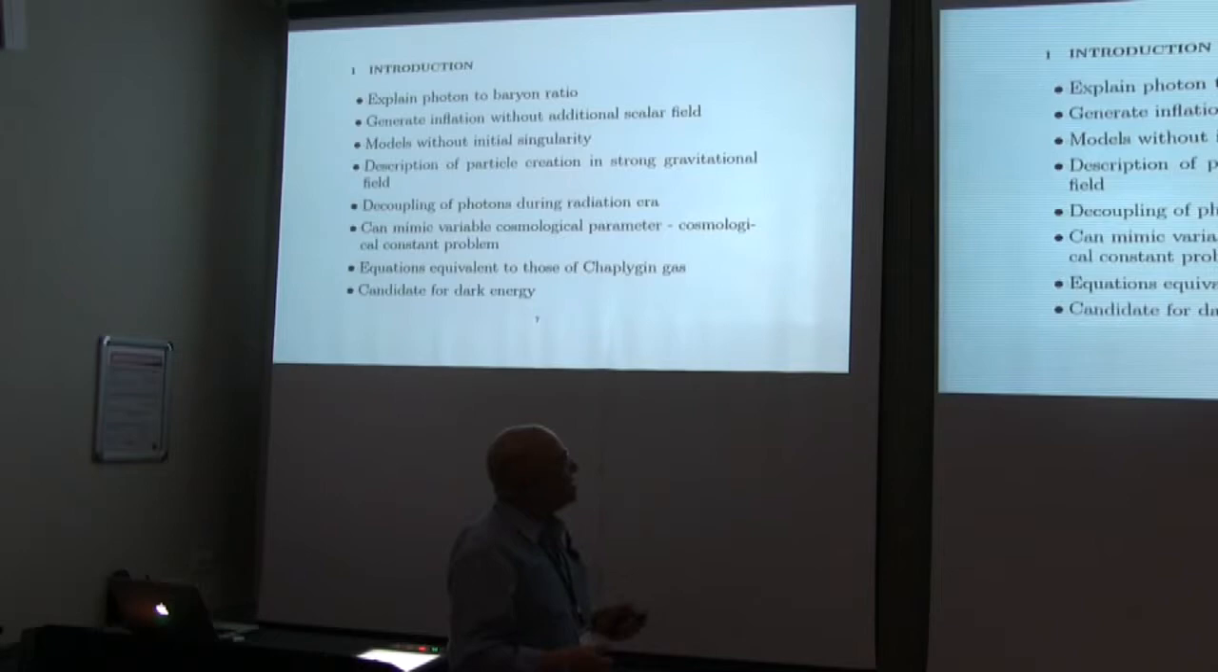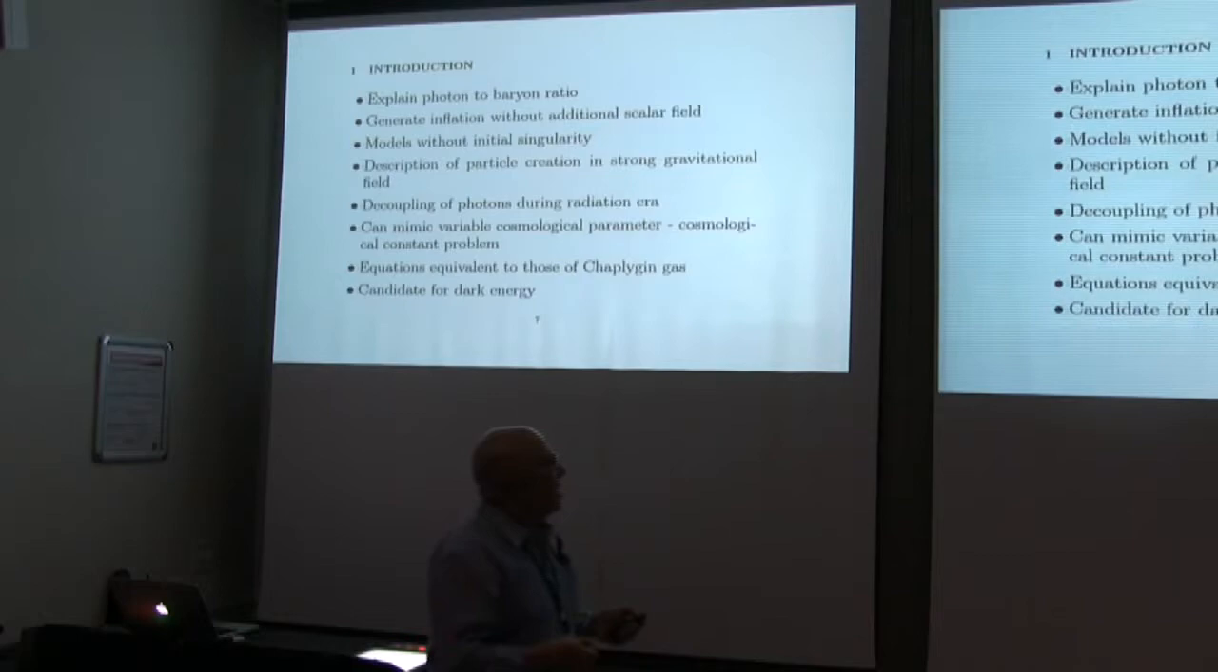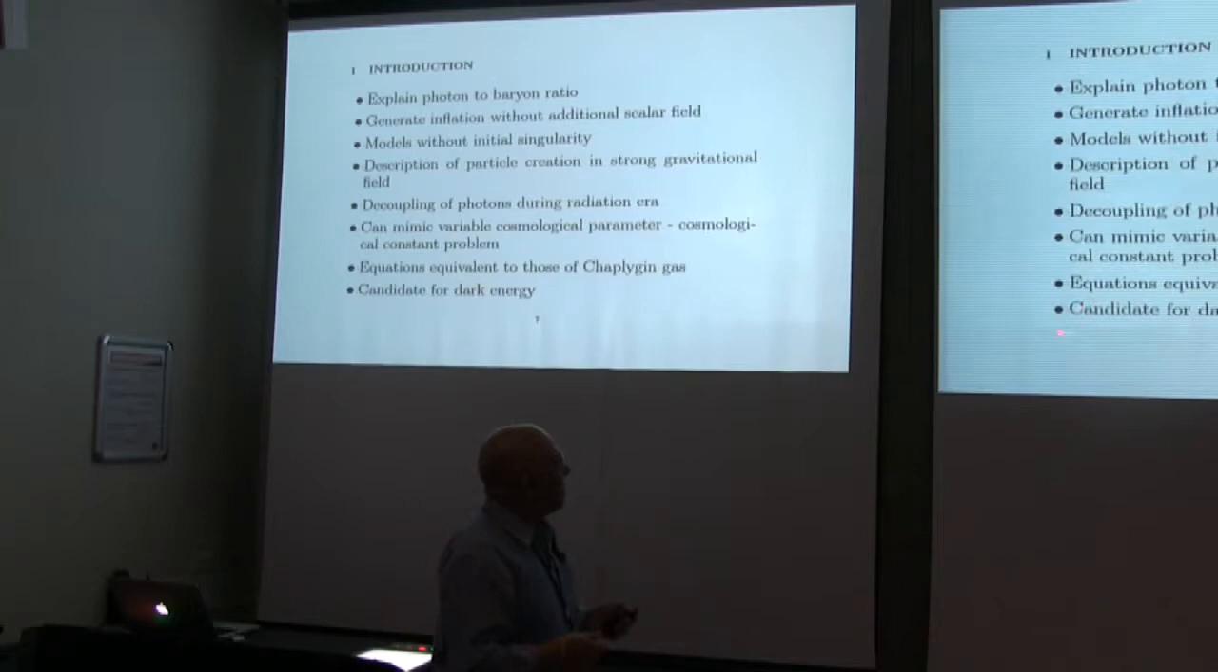It can give a description of particle creation in strong gravitational fields. It certainly is something that's going to be important at least during some stages of the evolution of the universe, like, for example, the decoupling of photons during the radiation era. It can mimic things like a dynamical cosmological parameter and also help towards solving the cosmological constant problem. The equations actually are very similar to those of Chaplygin gas, and there are some talks on the Chaplygin gas at this conference. And then, of course, one of the main reasons why we have been looking at it is because it's a good candidate for dark energy.